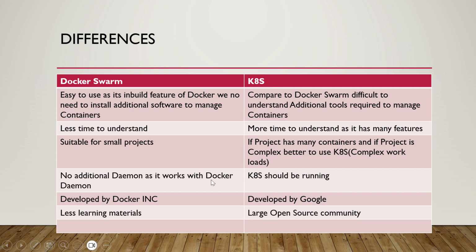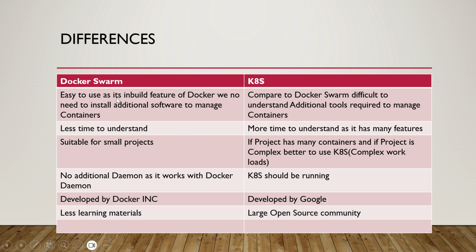If you are working with Docker images and parallelly working on Kubernetes, then the Docker daemon should be running and Kubernetes also should be running. Both should be running because you are working on both. But if you consider only Docker Swarm, then additional tools are not required.